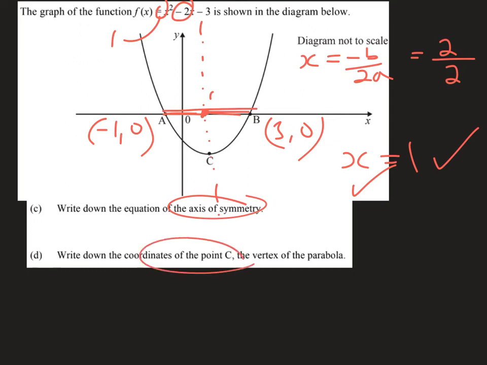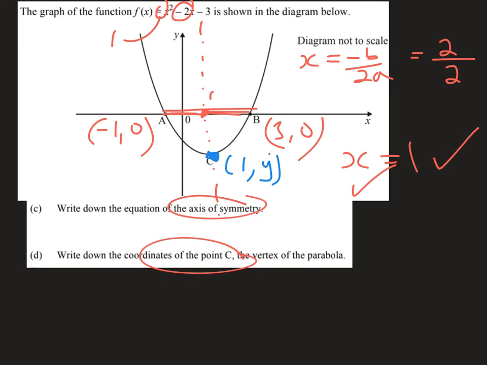Finally, write down the coordinates of point C. Well, we can see that point C here is actually on the axis of symmetry. So we know the x value because the x value of this is going to be 1, and we're trying to find out what the y value is.